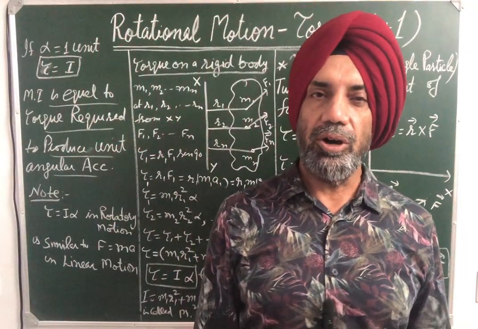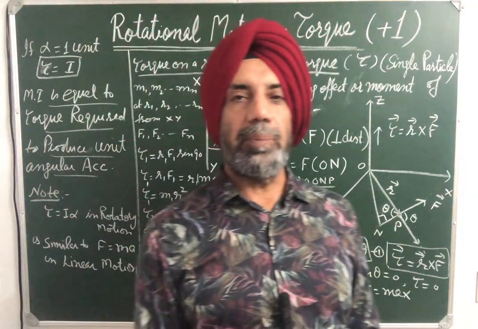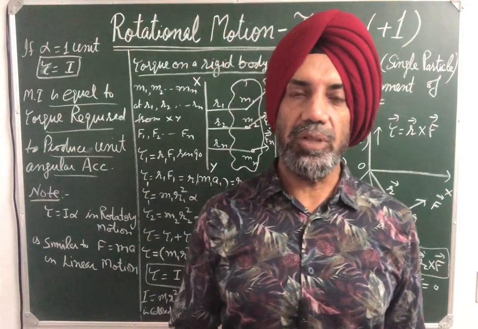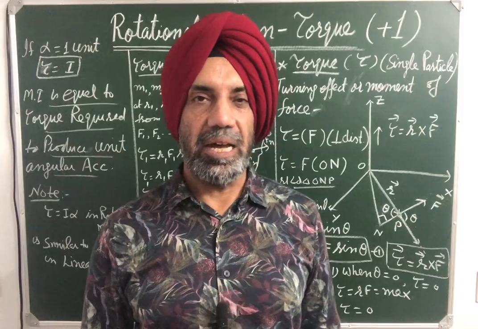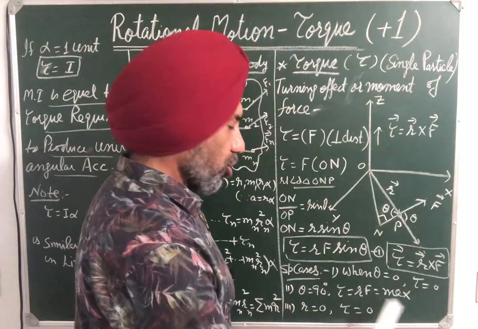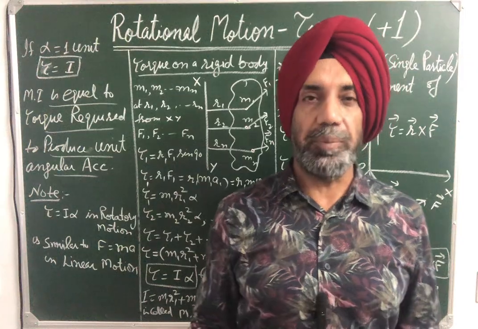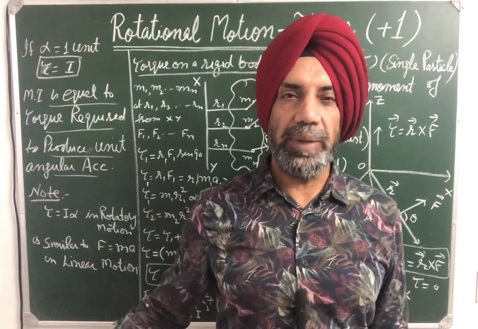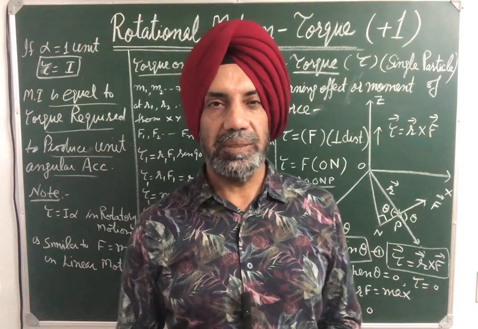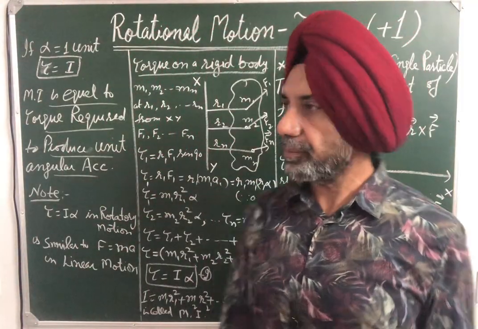Third, when r is 0, torque is 0. It is difficult to open or close the door by applying force at the hinges of the door, because the axis of rotation passes through the hinges. So this question may be asked. Then, to produce more torque, r should be as large as possible. For example, in the case of a hand pump, the handle is made long to produce maximum torque with a small force. So there are many applications of torque in daily life.